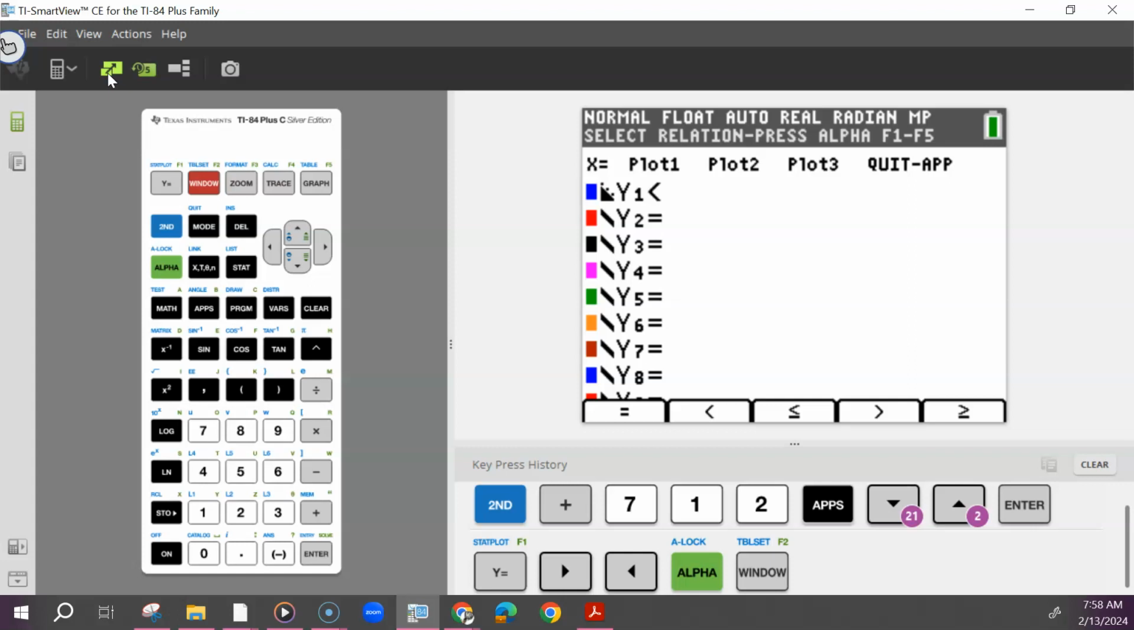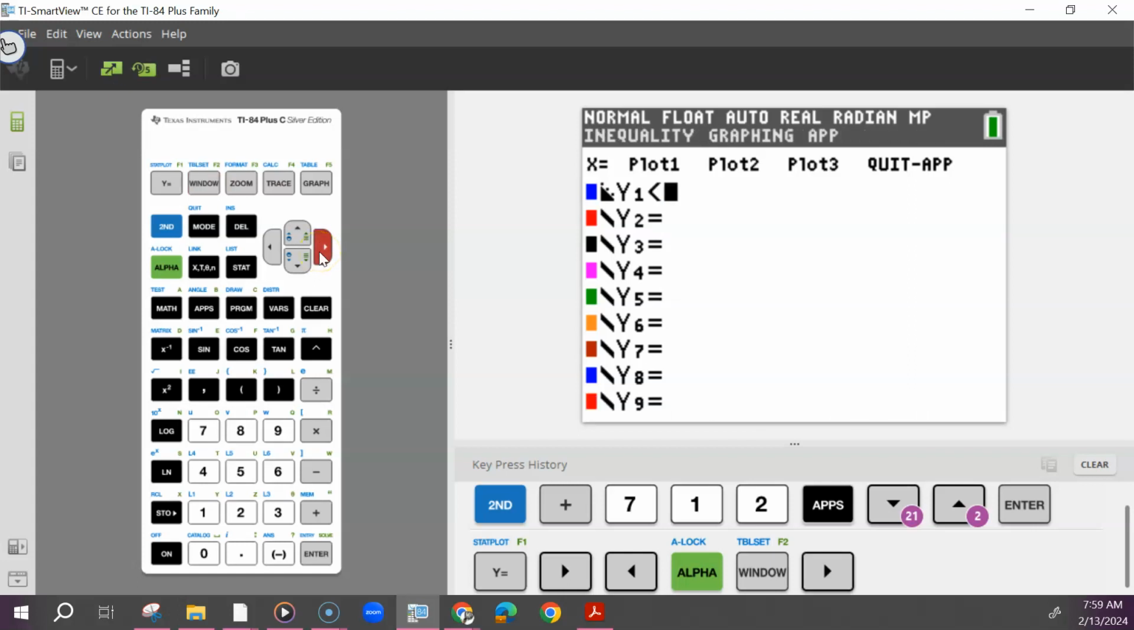Okay. Right. Did you get it? I did. You need to be in y equals. I was. Go back to y equals. Just press y equals. And then go ahead and put in 3x plus 2.